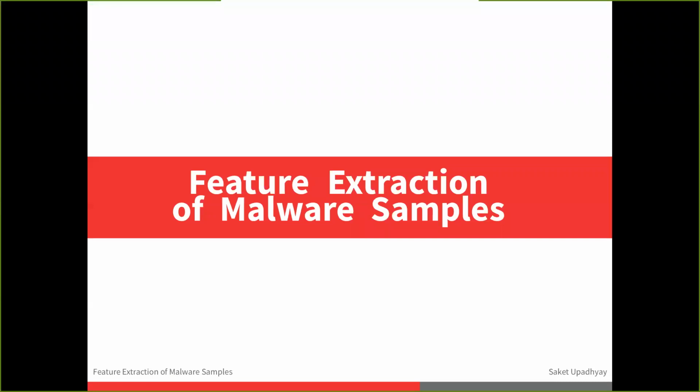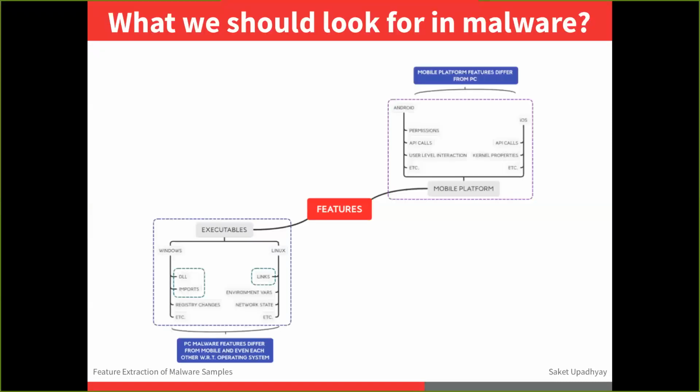So let's see feature extraction of malware samples. The question is what we should look for in a malware. We have many things. We talked about all the static properties, and we talked about all the dynamic properties. So what should we look for? This question actually depends on what kind of malware we are talking about. Are we talking about the mobile platform? And in the mobile platform, are we talking about Android? Then we will check for permissions, API calls, user level interaction, etc.